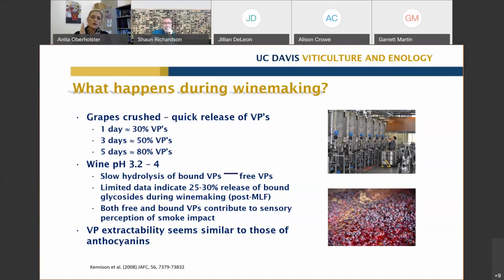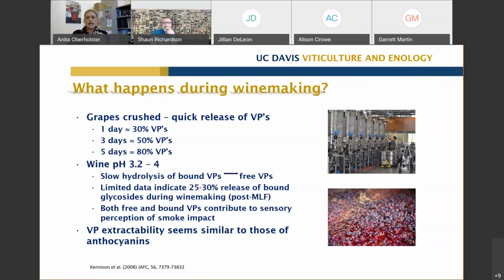The other thing is both free and bound contribute to what we call smoke taint. They've shown that people have bacterial enzymes in their saliva that can hydrolyze the bound compounds. And we think that makes a really significant contribution to the ashtray retronasal character that you get. It's those bound compounds getting hydrolyzed with your saliva during the tasting. And this is also why it has such a heavy carryover effect. And it also has a little bit of a buildup effect.